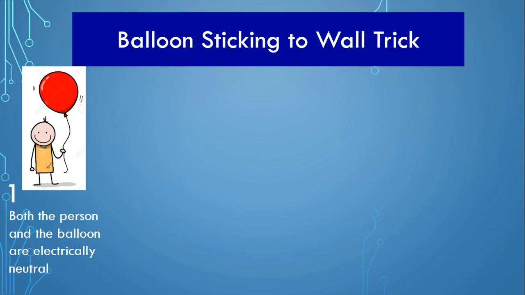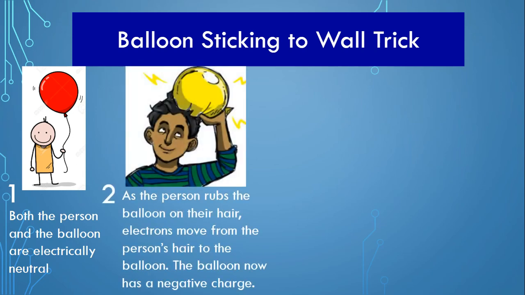One last thing here. We're going to look at the balloon sticking to the wall trick. In this first set, we have a person and a balloon, and they are both electrically neutral. Neither the person nor the balloon is positive or negative. As the person rubs the balloon on their hair, electrons move from the person's hair to the balloon. This gives the balloon a negative charge.